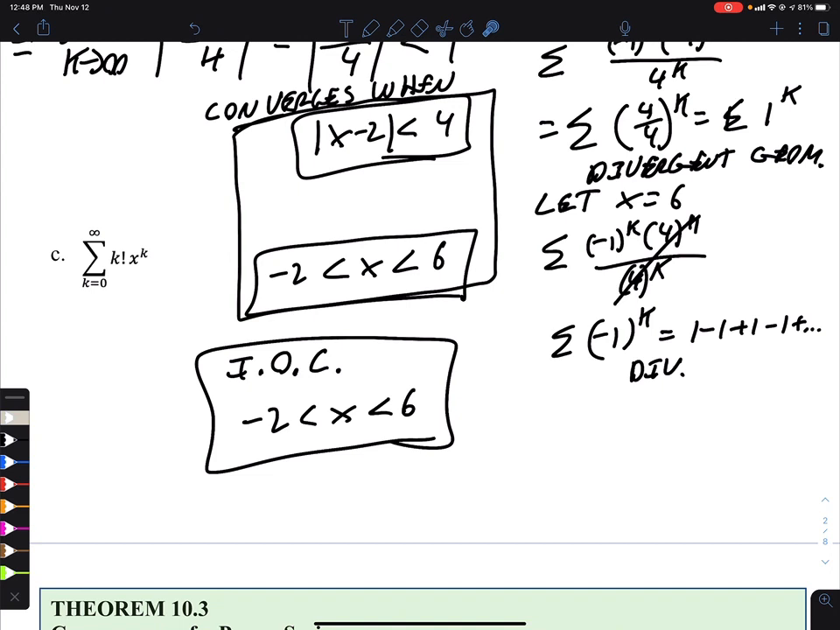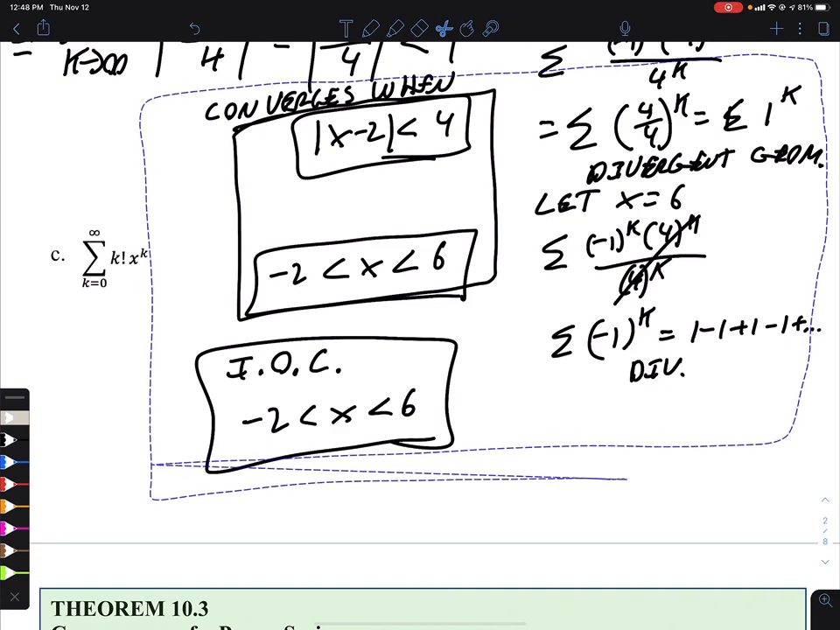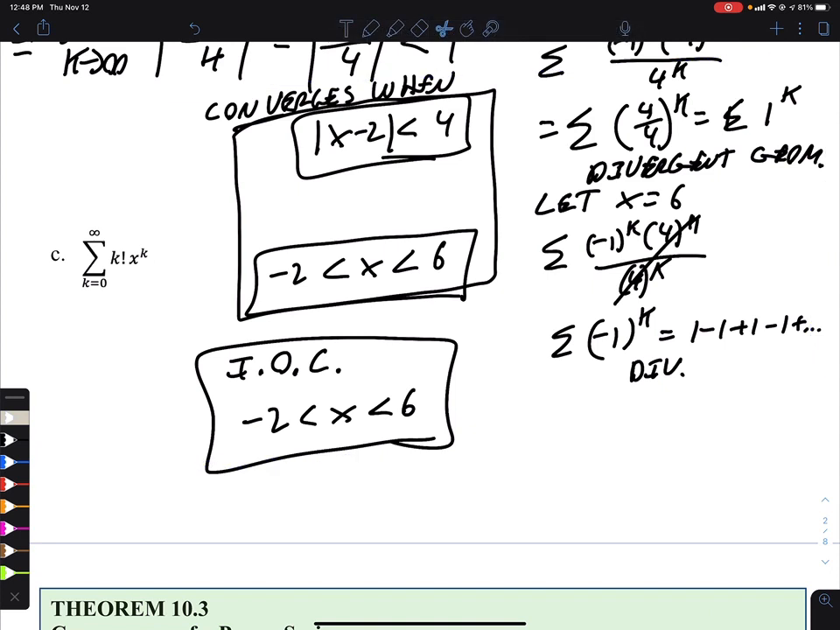I have one more to do, and I'm going to erase all of this to get room. I didn't give myself enough room when I made my note sheet. Let me delete this. Ooh, I had it. Okay, try it again.